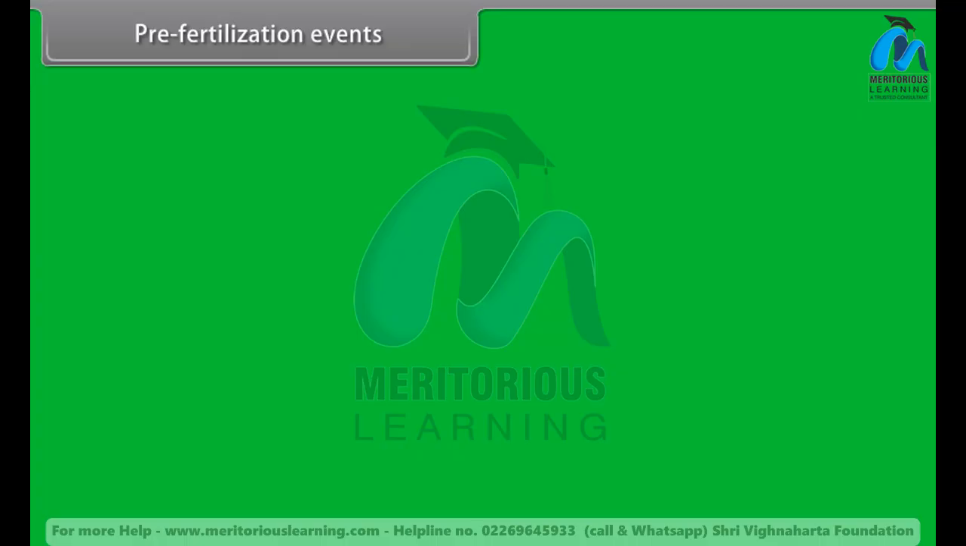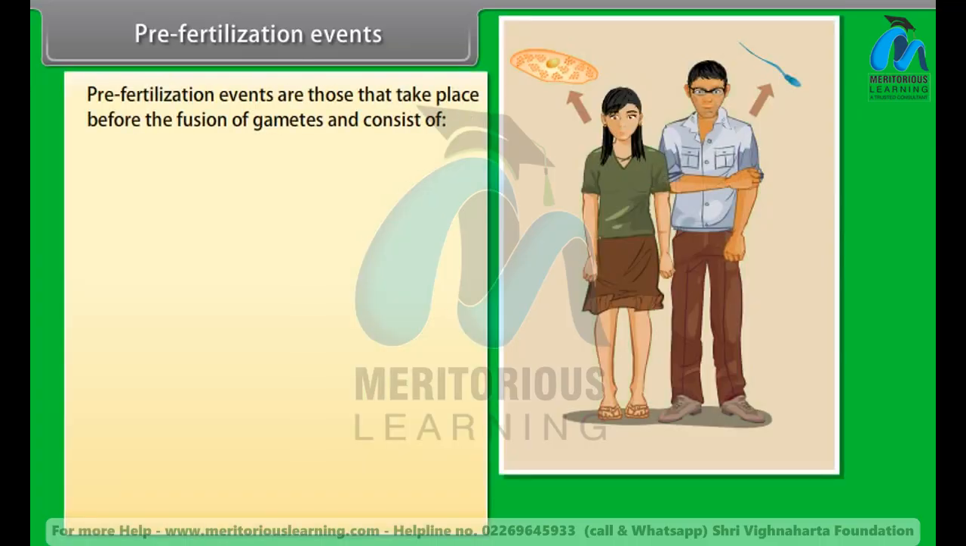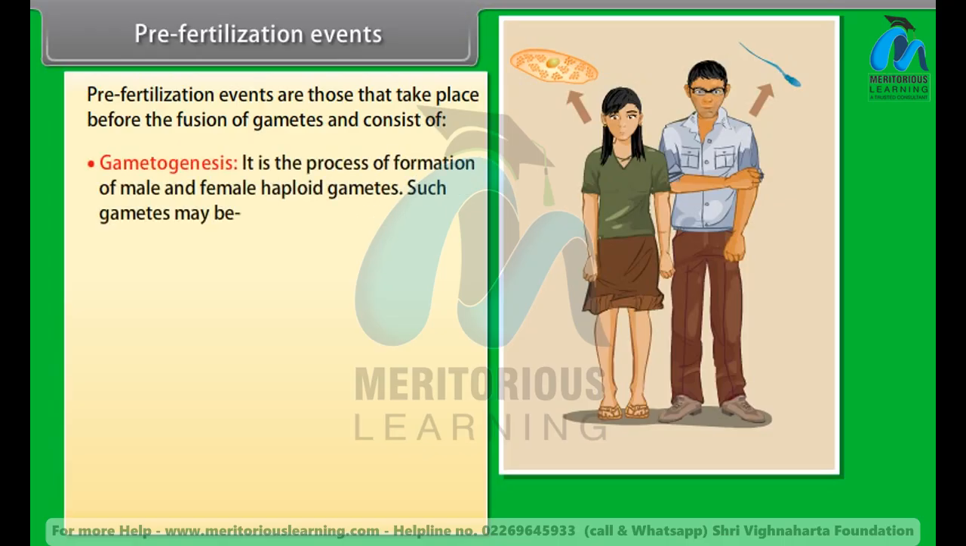Pre-fertilization events. Pre-fertilization events are those that take place before the fusion of gametes and consist of gametogenesis. It is the process of formation of male and female haploid gametes. Such gametes may be isogametes or heterogametes.